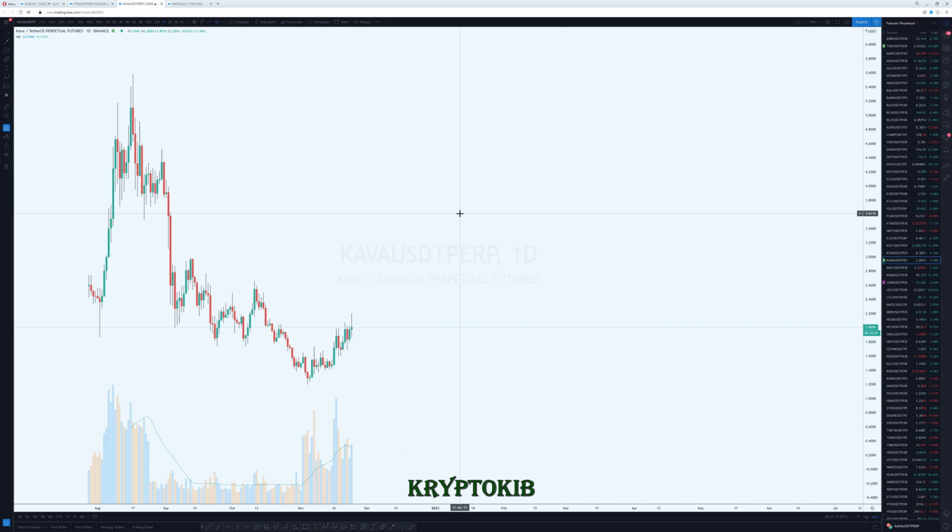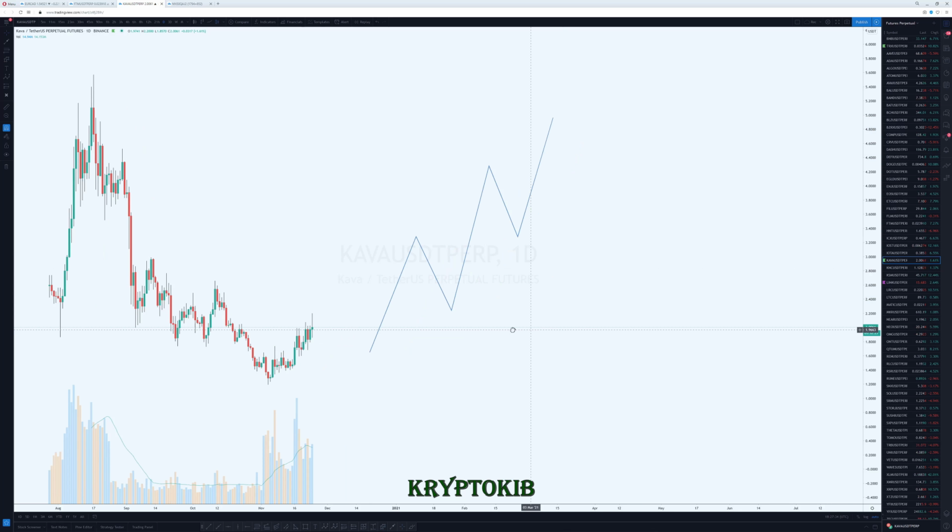So how do we understand reversal when trading market structure? Like I said before, we have a high to a low to a high to another low and another high. Now, this is a bullish market structure.